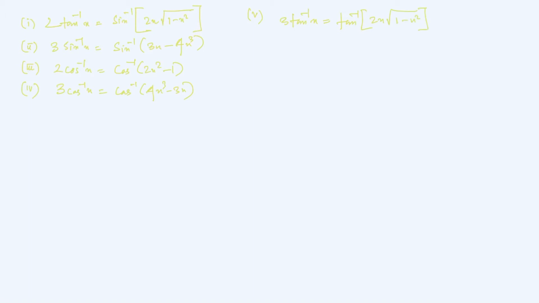Now I'm going to solve this one. You see here, 2 tan inverse of x is equal to sine inverse of 2x under square root 1 minus x square.